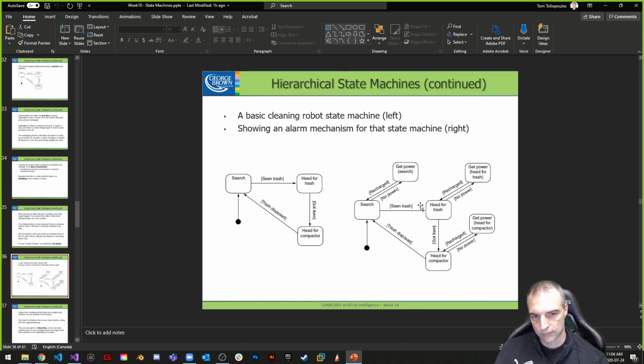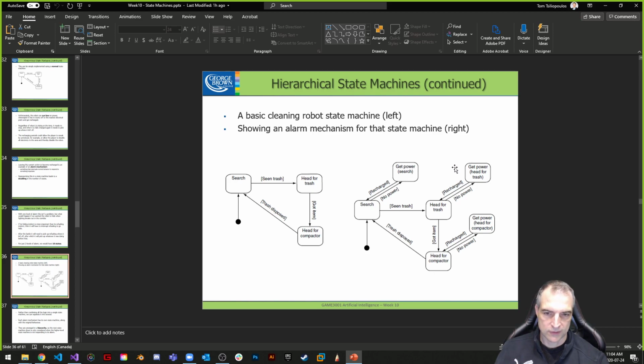So search, same thing for heading for trash, same thing for heading to the compactor. I might have the item here. I have the item, and I'm going to head to the compactor, but before I do that, I have to charge up, as an example. And then I can do everything, and then finally, I can go back to searching again.